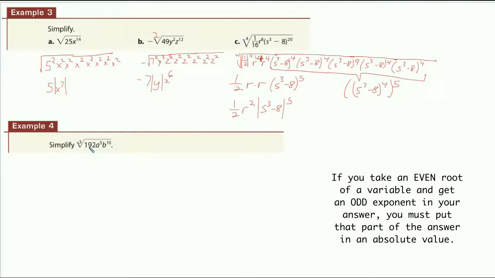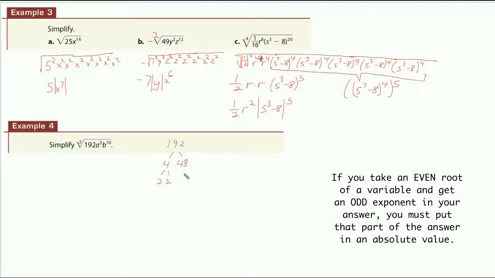Example 4, 192. We're not real familiar with 192. We can factor that down. Let's say 4 goes into that 48 times, I believe. And then we can factor these down.